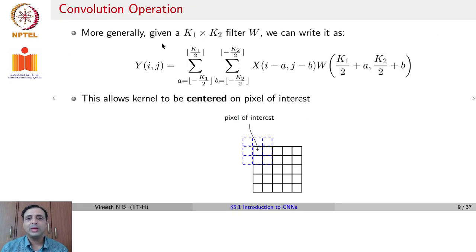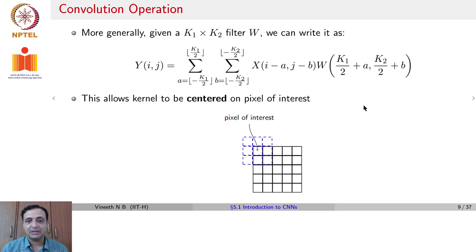More generally, we can also write convolution in the form that you see here, where we are writing the indices going from the floor of minus k1 by 2 to k1 by 2 and minus k2 by 2 to k2 by 2. There's a particular reason we are talking about it, because if we write the equation of convolution this way, that's the only difference. Otherwise, the rest of it is more or less the same. Obviously, the indices of W change because of how we wrote the summation here, the indices in the summation here.